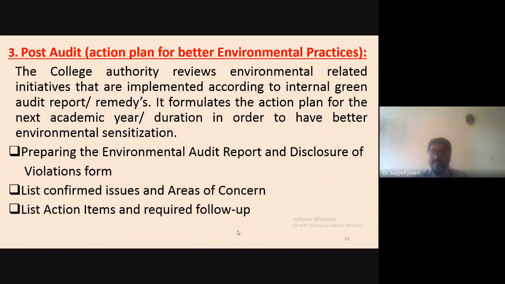The pre-audit explains or suggests some points to consider for the next, external audit. We have to mention something regarding the initiatives being implemented for the green audit report. This also plans for the next academic year, in order to have better environmental sanitation. In this report, we prepare the environmental audit report and disclose the violation forms, list of confirmed issues and areas of concern, and list of action items requiring follow up.